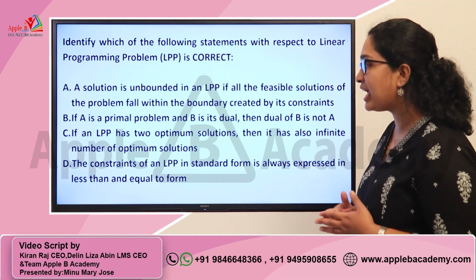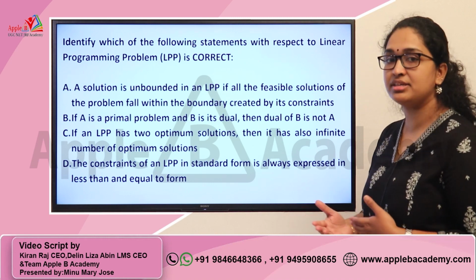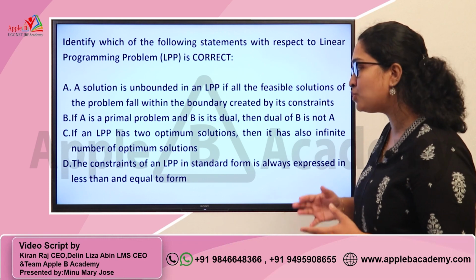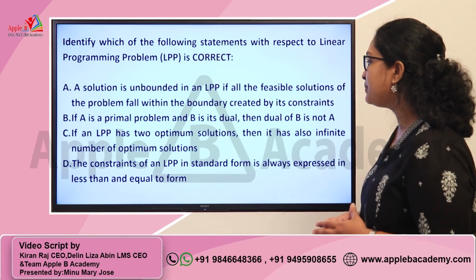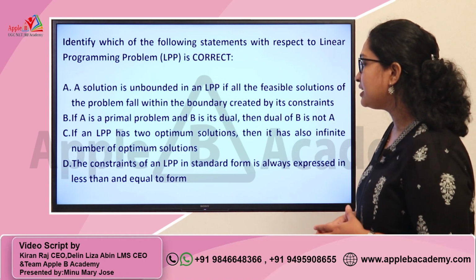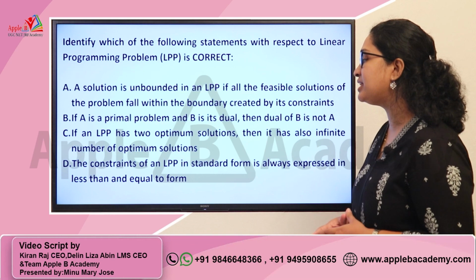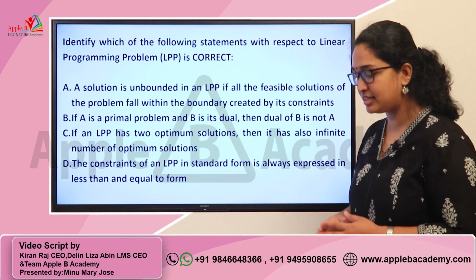The second one, if A is a primal problem and B is its dual, then dual of B is not A. C, if an LPP has two optimum solutions, then it has also infinite number of optimum solutions. D, the constraints of an LPP in standard form is always expressed in less than and equal to form. So, which one of the following statements are correct?